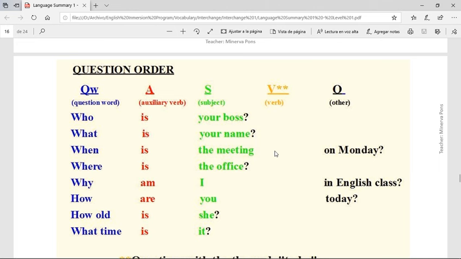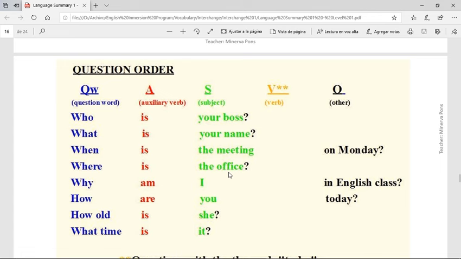Because in this case, we know that there is a meeting, but we're asking specifically what time on Monday is the meeting. If we only say, when is the meeting, then it's just that. We're asking for the general meeting, and the answer can be, oh, it's on Monday. But since we're asking for on Monday, now we are talking specifically about the time on this day. The same here. Why am I in English class? How are you today? Okay?